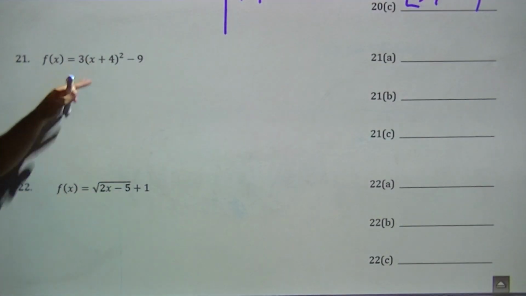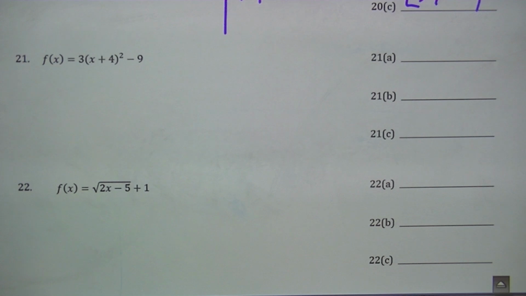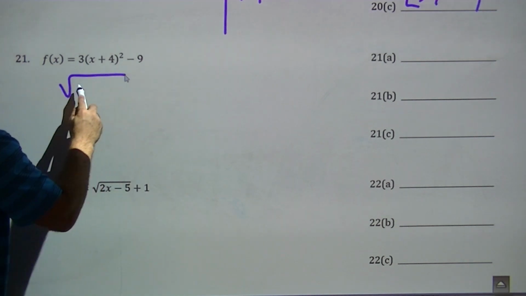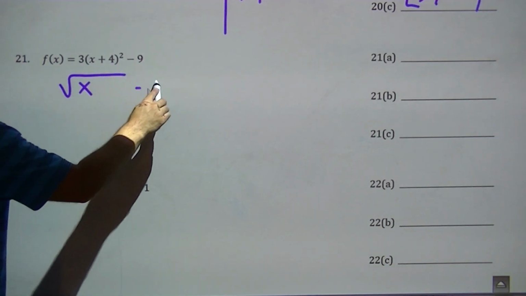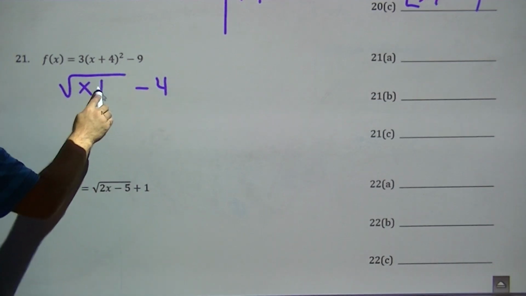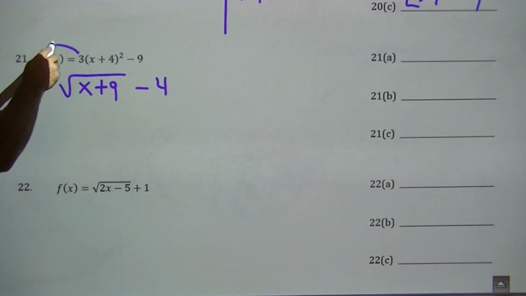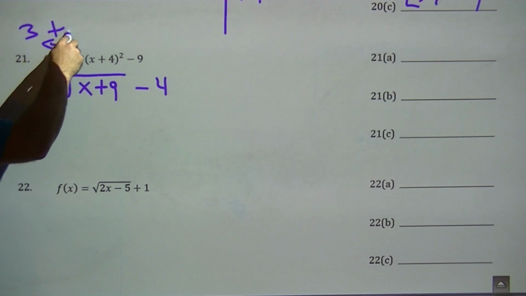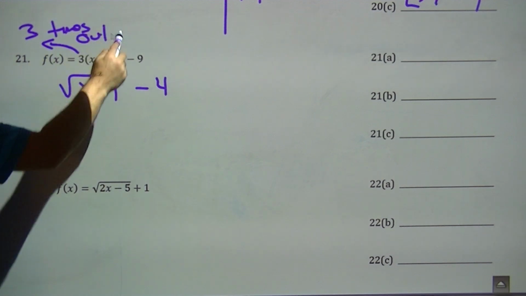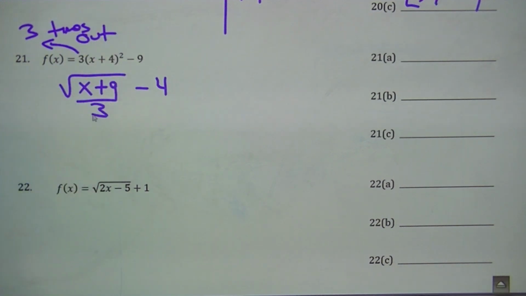Okay, so I got this. This would be square root. The plus 4 goes out here. The minus 9 comes inside as plus. Now, this 3 is 3 times the outside. So the opposite of that would be 3 divided by the inside.